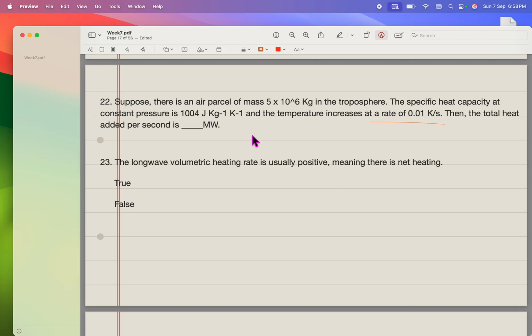Suppose an air parcel has a mass of 5 × 10^6 kg in the troposphere. The specific heat capacity at constant pressure, Cp, is given as 1004 J/kg/K, and the temperature increases at the rate of 0.01 Kelvin per second. Then the total heat added per second is dash megawatt.